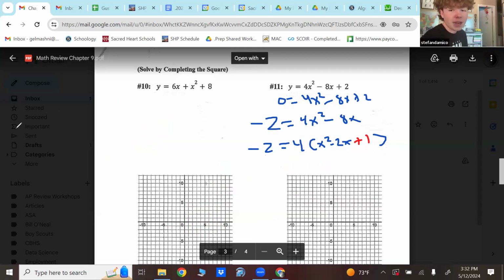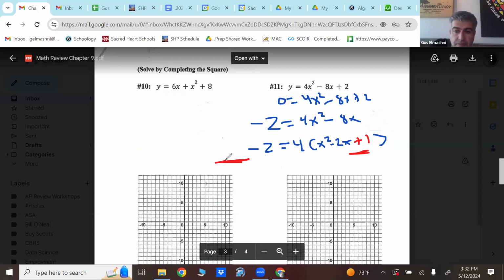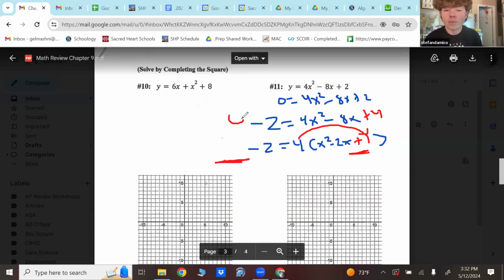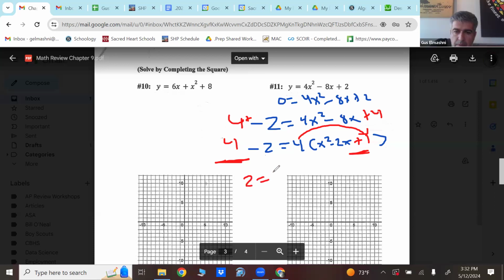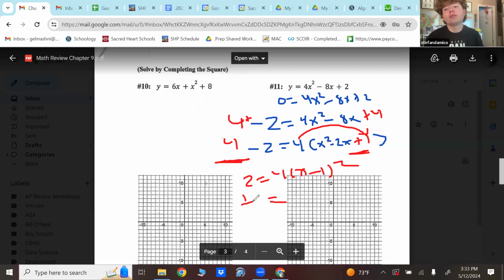Yeah, I added 1 here. What should I have added over here? 1. No, -1. No. Well, what did I truly add to the side here? If I put a 4 back inside, I get back to 4x squared minus 8x plus 4. So it has to be a plus 4 here. So it becomes 2, 2 equals 4. So 1/2 equals x minus 1 squared.